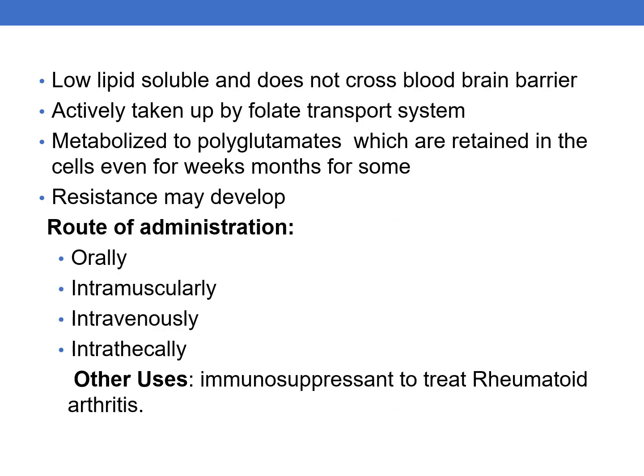Coming to the characteristics of methotrexate, it is low lipid soluble and does not cross the blood-brain barrier. It is actively taken up by the folate transport system. It is metabolized to polyglutamates which are retained in the cells even for weeks and some months also. And there are chances of developing resistance. Coming to the routes of administration, it is given orally, intramuscularly, intravenously and intrathecally. The other use of methotrexate is as an immunosuppressant to treat rheumatoid arthritis.